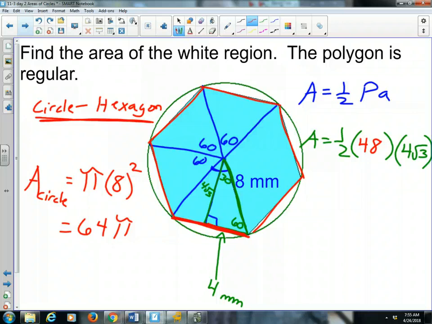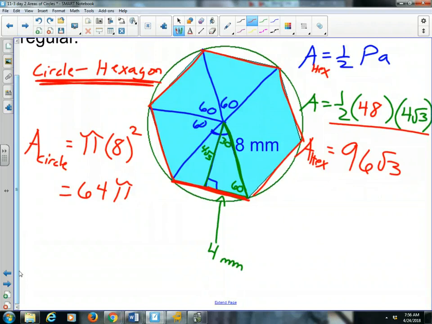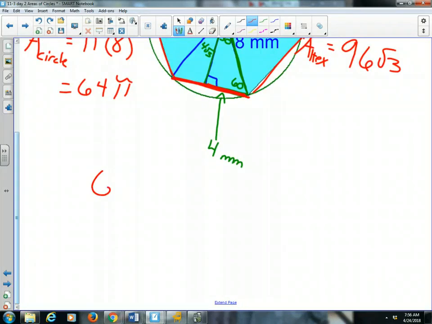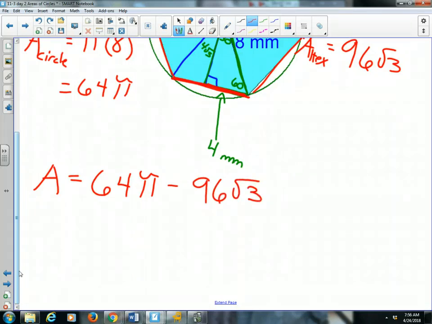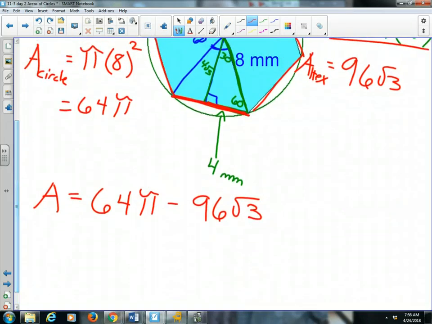So I would multiply 1/2 times 48 times 4 root 3, and I would get 96 root 3. 96 root 3. That's the area of the hexagon. So what is the area of the white region? It is the area of the circle minus the hexagon. So in our exact answer, it would be 64 pi. So the area of the white region is 64 pi minus 96 square root 3. And this would be in square millimeters.